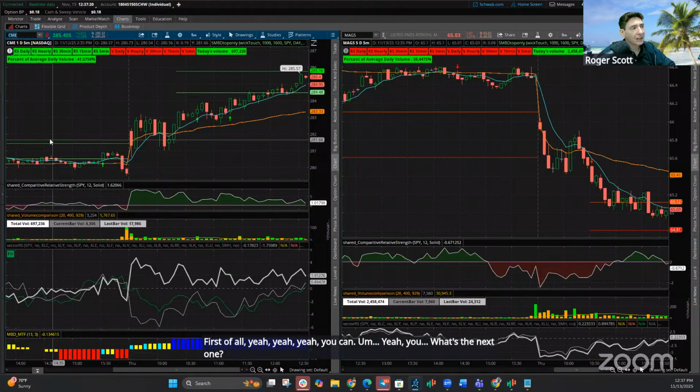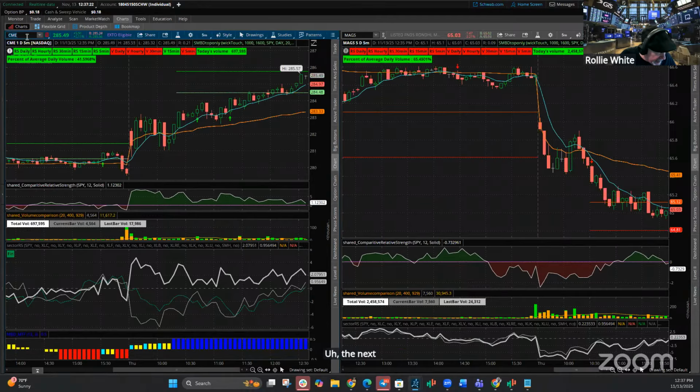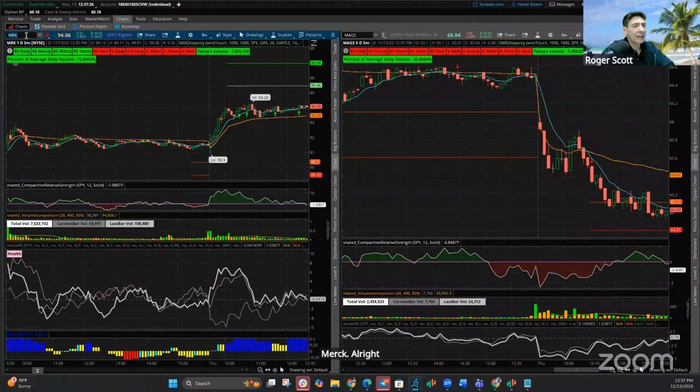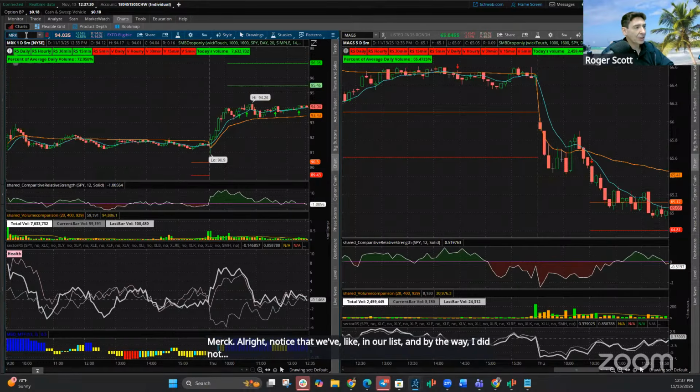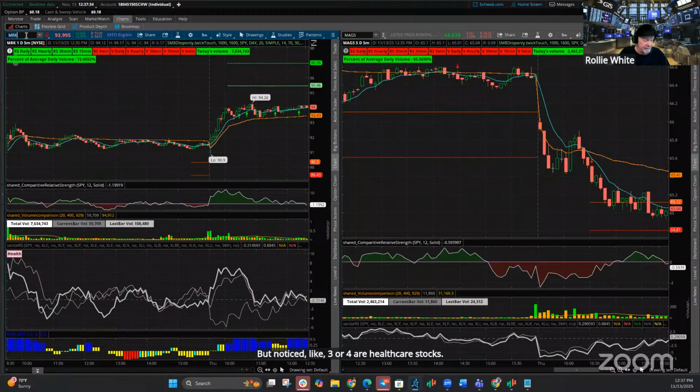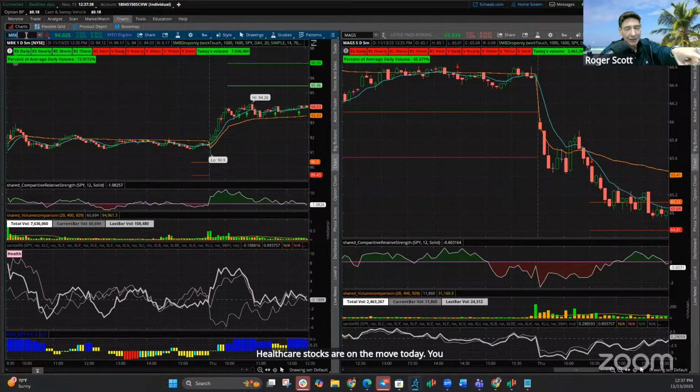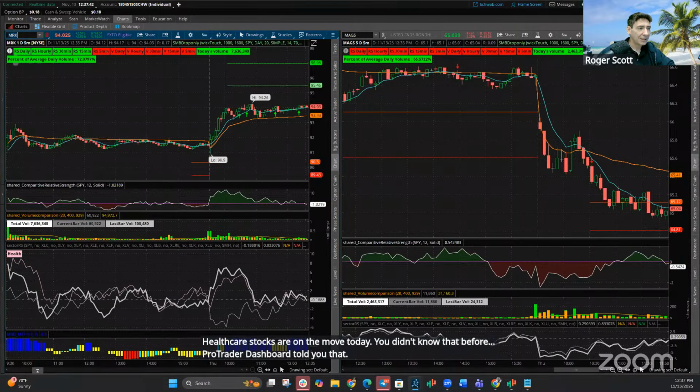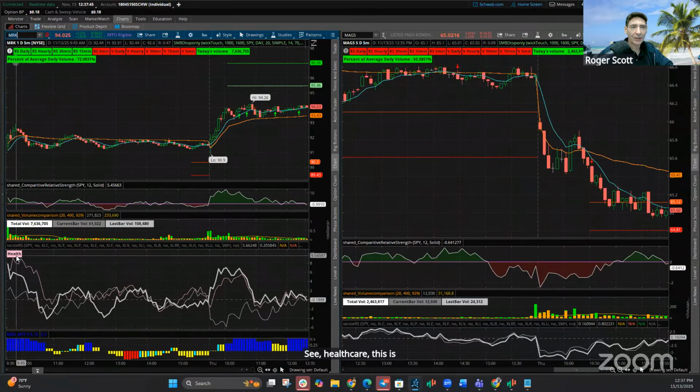What's the next stock? The next stock would be MRK. Merck. All right. Notice that we like in our list, and by the way, I did not look at the sectors, but notice like three or four are healthcare stocks. Healthcare stocks are on the move today. You didn't know that before Pro Trader Dashboard told you that. See, healthcare. This is like the third or fourth healthcare stock. We're on the right track, is what I'm saying.